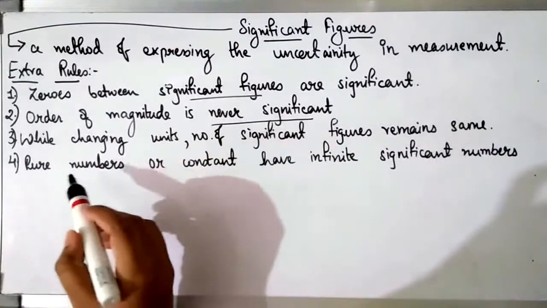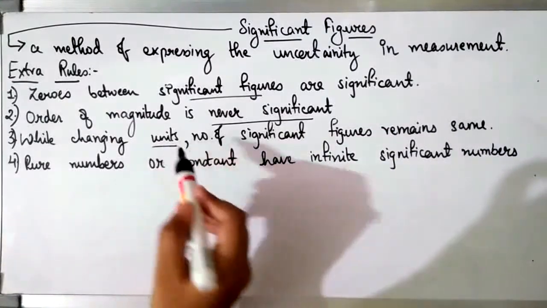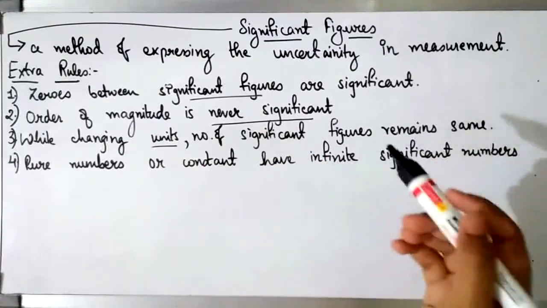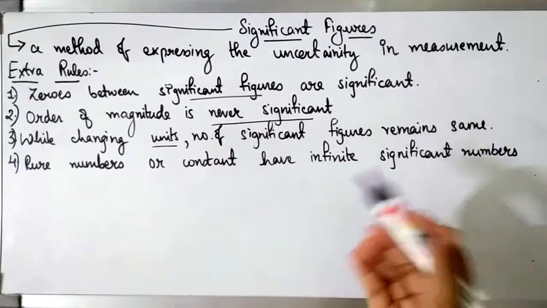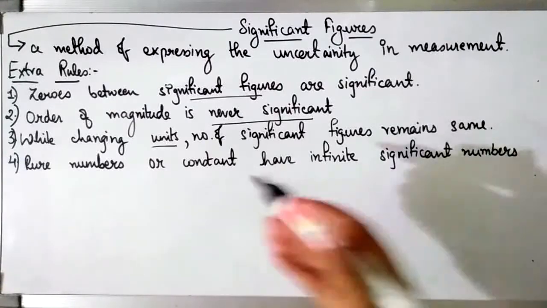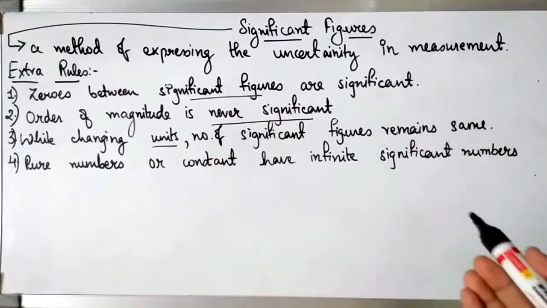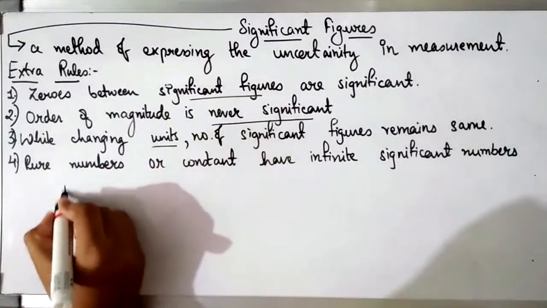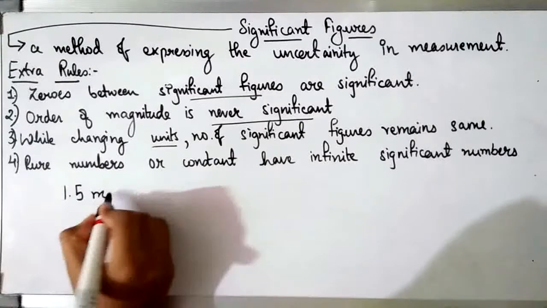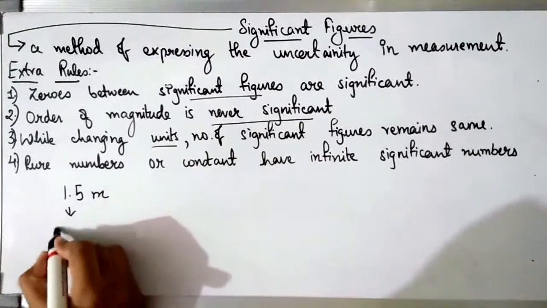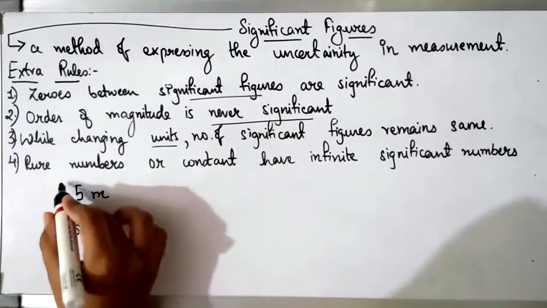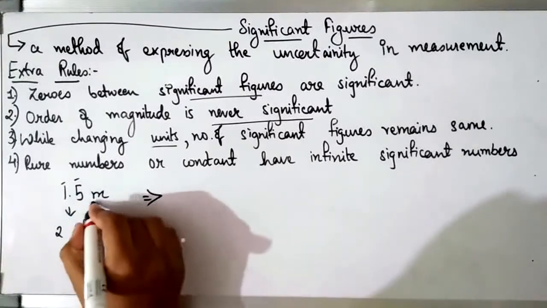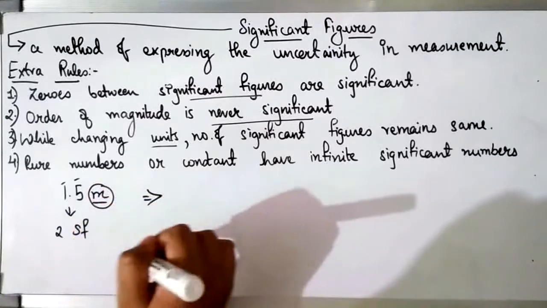Third one says, while changing units, the number of significant figures remains the same. Whenever you change from one unit to the other, like in length or in kgs or anything, the significant figure remains the same. For example, you have something like 1.5 meter. In this there are 2 significant figures because these 2 are non-zero, so they are significant. Meter is the unit over here.